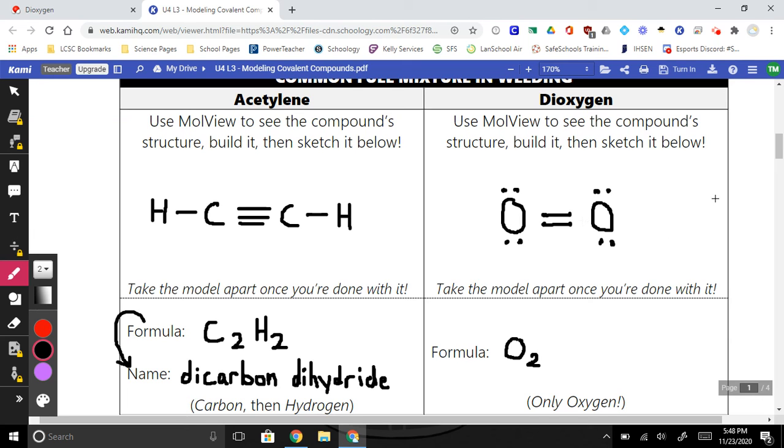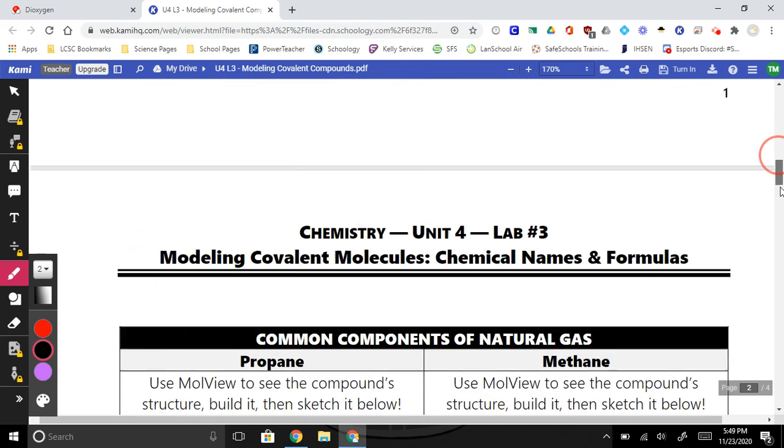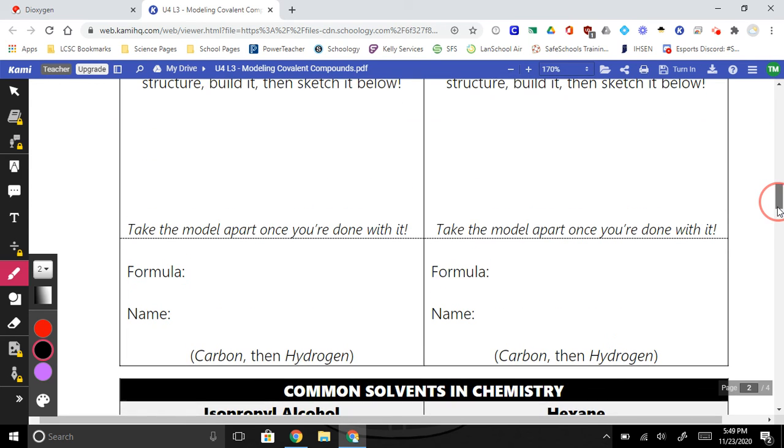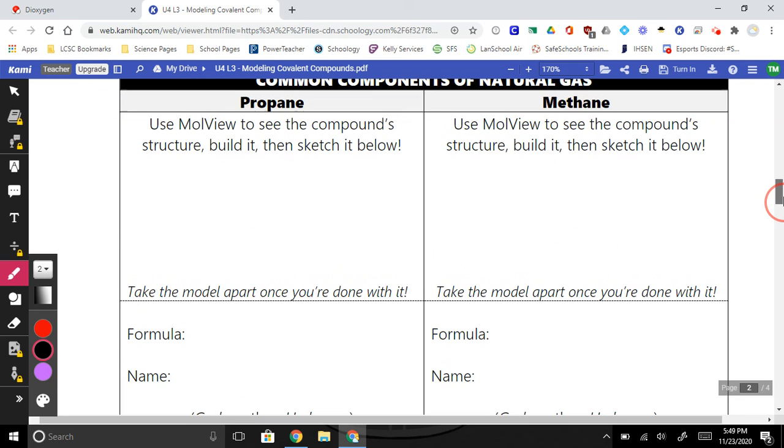Okay, so for the rest of these, you'll just be looking these up on MolView and then figuring out the formula and the name, or one or the other. In some cases, just the formula, sometimes just the name, sometimes both. And again, there are little hints to tell you which one will go first, so they're easier to get an answer that you can plug back into MolView and see if it works on some of them.